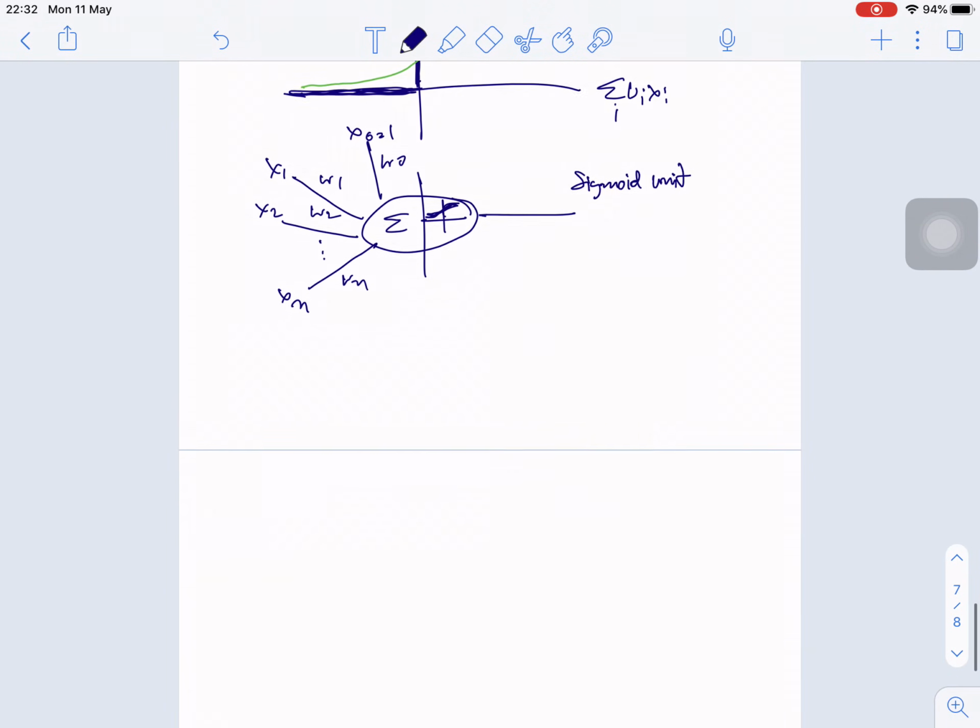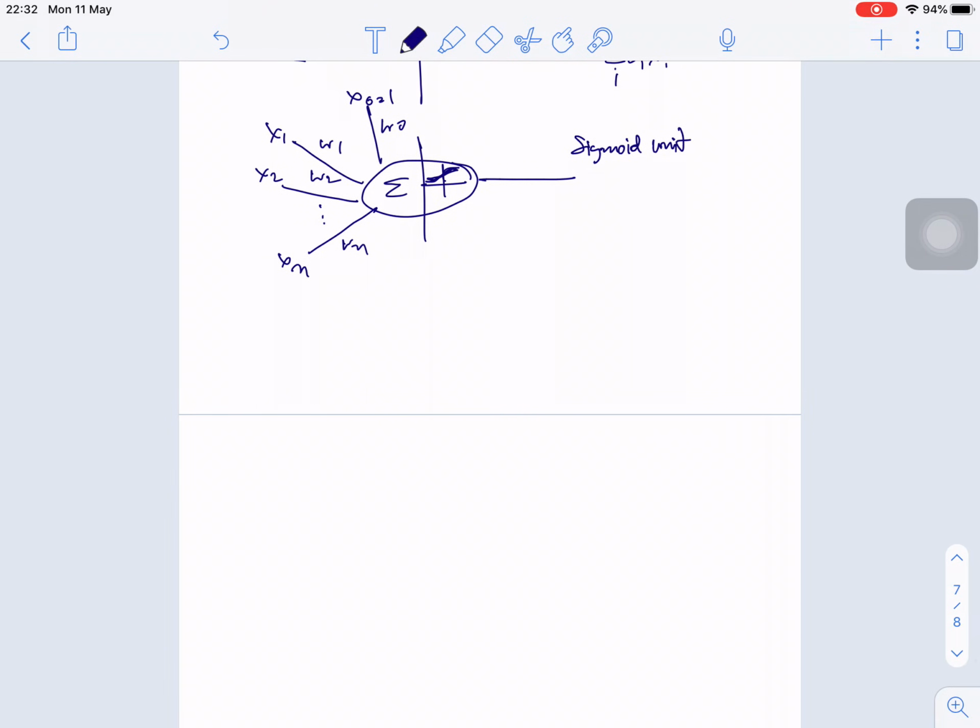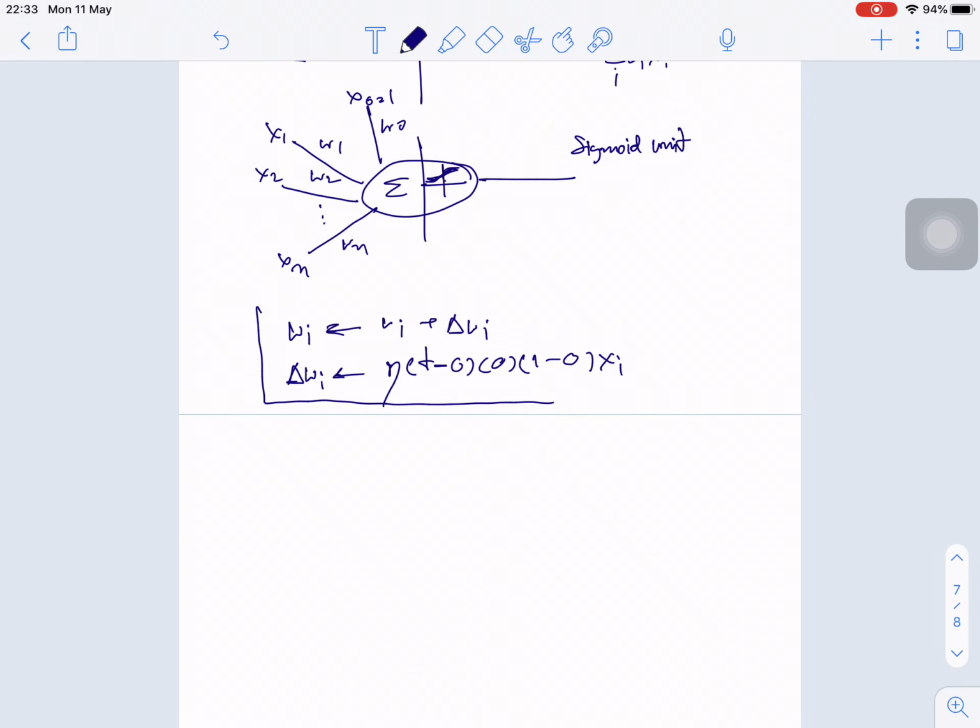How to train the sigmoid unit? It is quite simple. All Wi will be Wi plus delta Wi, where delta Wi is the learning rate, eta, times target minus output, times output, times 1 minus output, and times xi. This one is the training rule for the perceptron. Very important too.